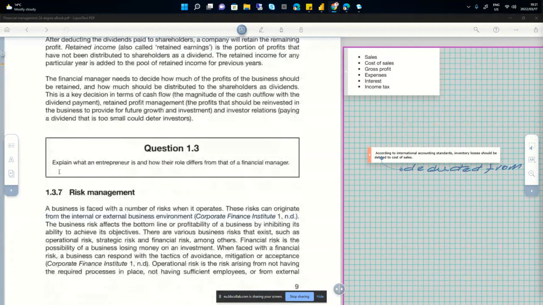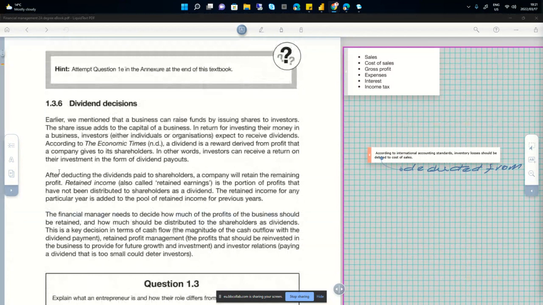Okay, so we have dividend decisions. As you will be reading, the dividend is what the company pays out to its shareholders or the investors. In other words, it's the profits that are distributed to the investors. The profit that is not distributed to the investors is called retained income or retained earnings.